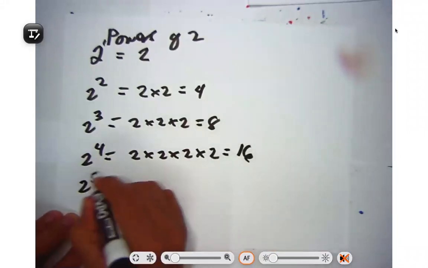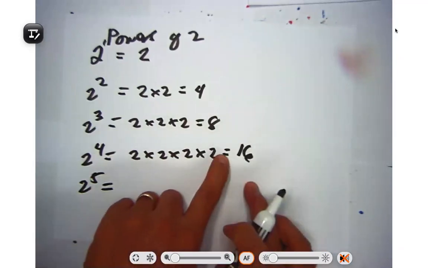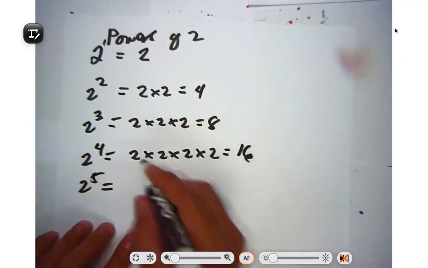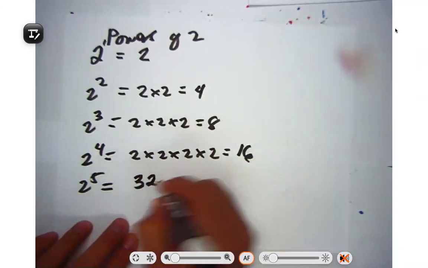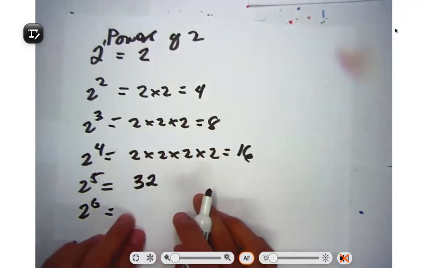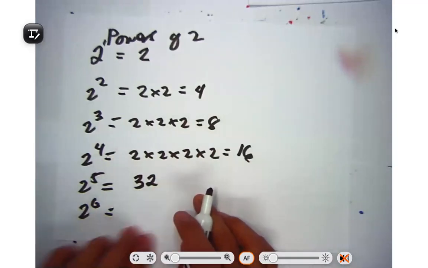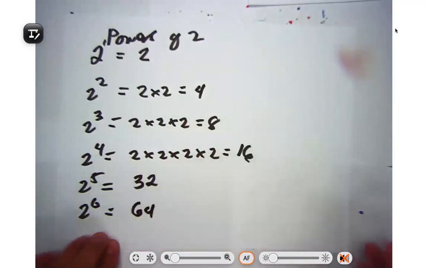How about 2 raised to 5? Or you just continue this times 2. 16 times 2, 32. 2 raised to 6. If you multiply 2 5 times, it's 32. You multiply it 6 times, just multiply 32 by 2, you have 32 times 2, 64.